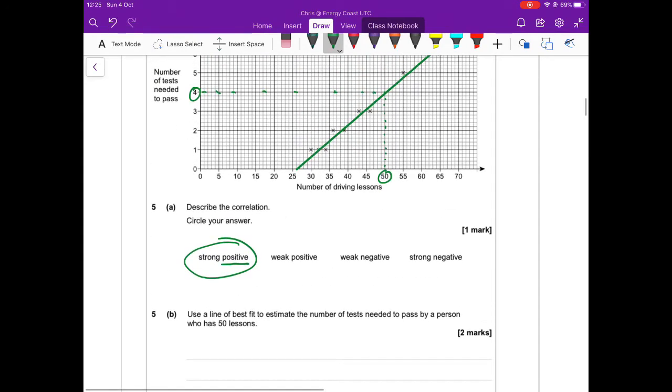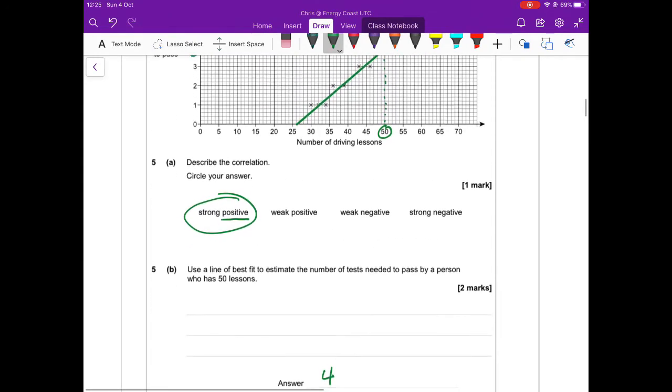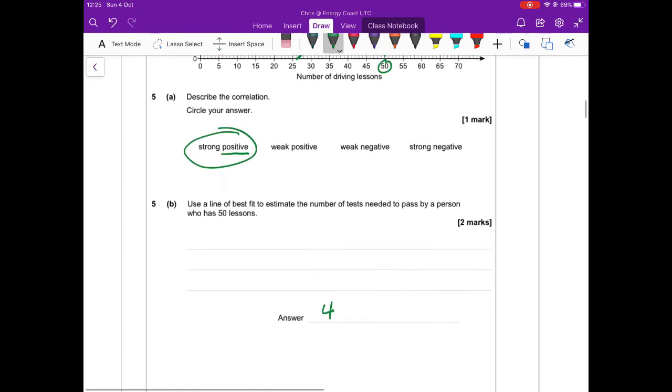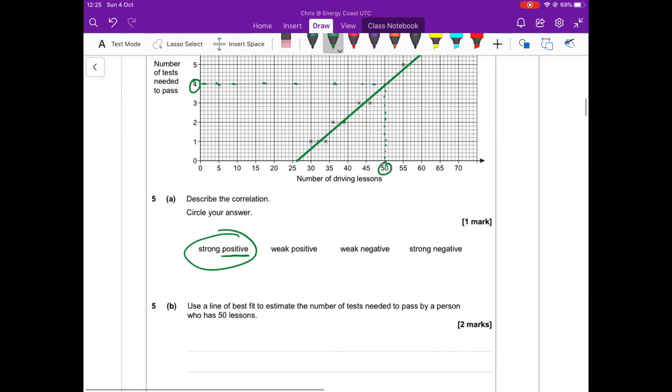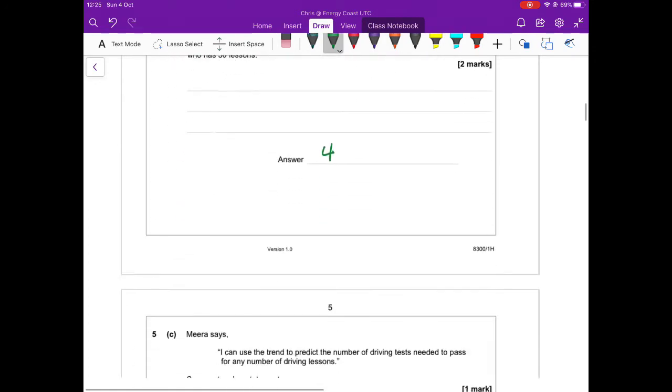And I've got my working out on the graph. If it said 4.2, just put 4.2. It doesn't say why you can't have that. But we'll just use your line of best fit, whatever it is.